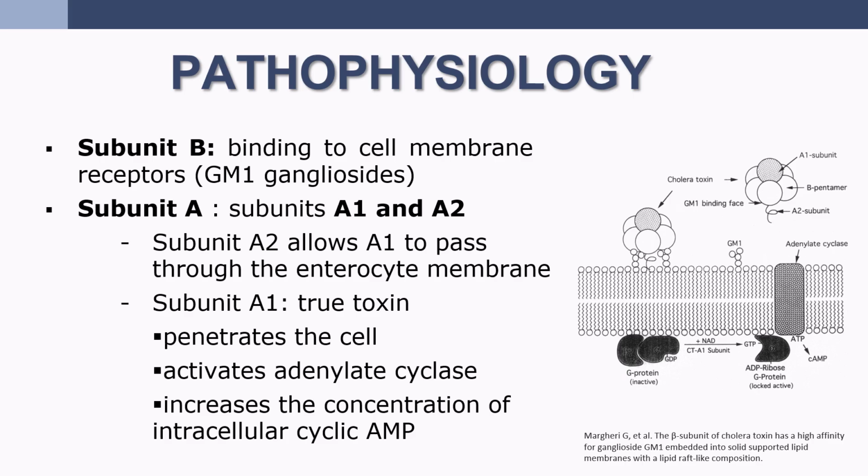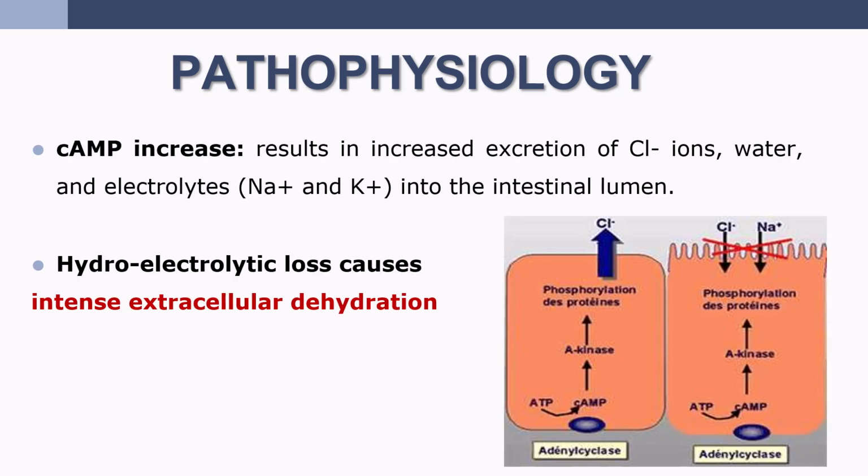Subunit B is responsible for binding the toxin to specific receptors on the cell membrane, particularly GM1 gangliosides. Subunit A is subdivided into A1 and A2. Subunit A2 facilitates the passage of subunit A1 through the enterocyte membrane. Subunit A1, the active toxin, enters the cell and stimulates adenylate cyclase, leading to an increase in intracellular cyclic adenosine monophosphate concentration, which triggers the pathophysiological effects of cholera. An increase in cyclic adenosine monophosphate results in increased excretion of chloride ions, water, and electrolytes, sodium and potassium, into the intestinal lumen. Loss of water and electrolytes leads to severe dehydration of the extracellular compartment.